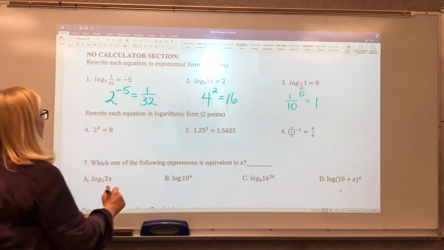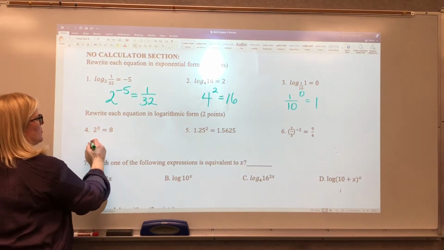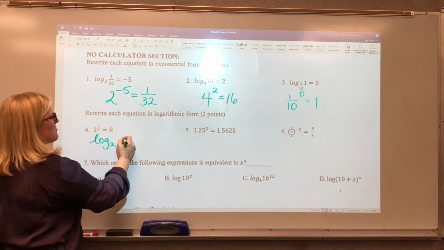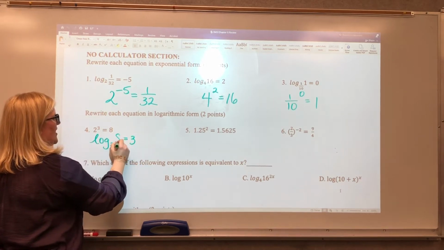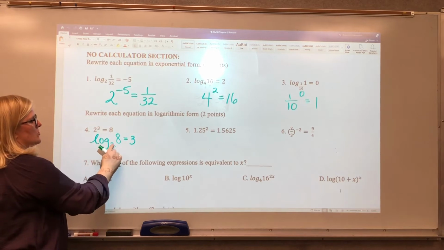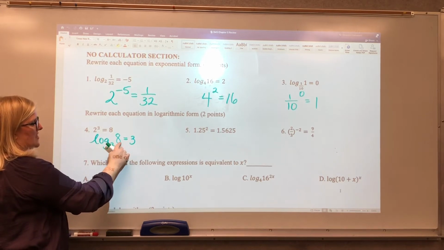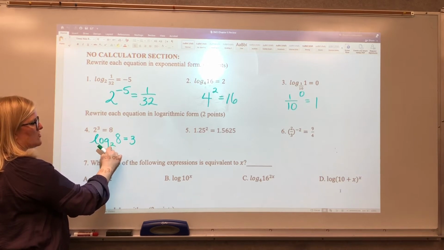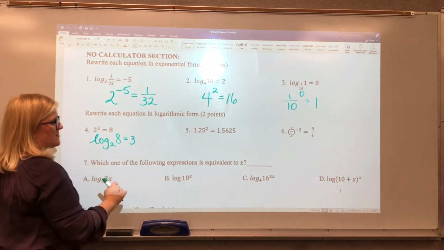Okay, we've got our base is 2, so log base 2, and it's going to equal my exponent, so the 8 goes here. So 2 to the 3rd power is 8. We had talked about this a little bit before. If you imagine a little box right here, 2 to the 3rd power is 8.